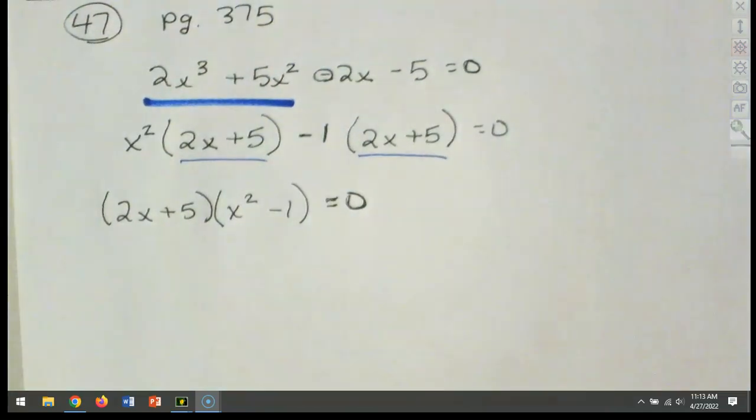Okay, x squared minus 1. Why? Because that is a difference of what? Squares, right? Because 1's a perfect square. You've got to break everything down as far as you possibly can.